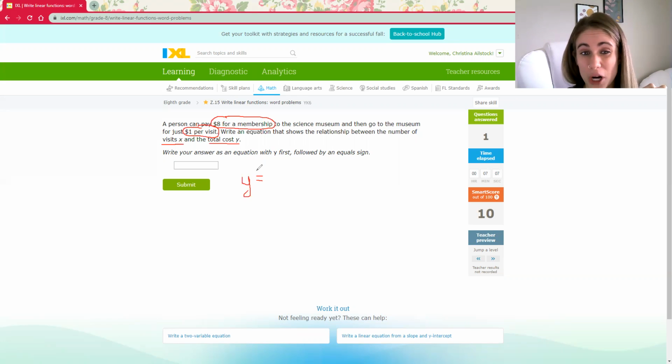Well, I need to read this a little bit more carefully because this time I have two different numbers that I'm dealing with. I see here it's $8 for membership. So that is just a flat fee because it's just $8 period for membership. Okay. And then it's $1 per visit. Ooh, I see the word per again, which, what does per mean? Multiplication. So we have $1 per, which is multiplication, and then visit. Oh yeah, visit is represented by our X. So 1 times X.